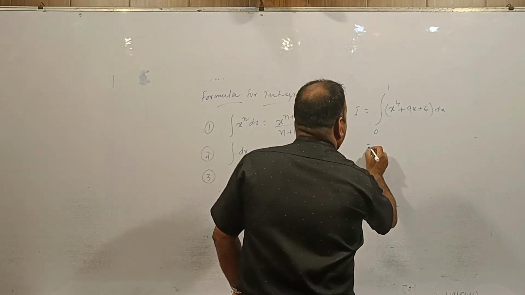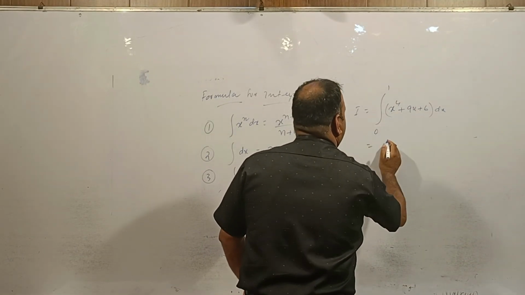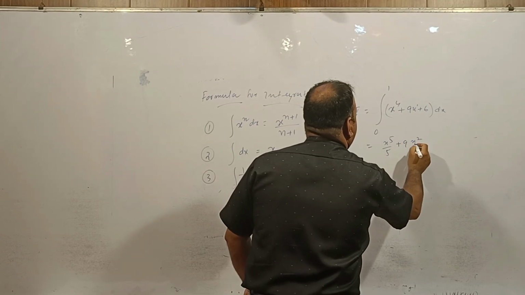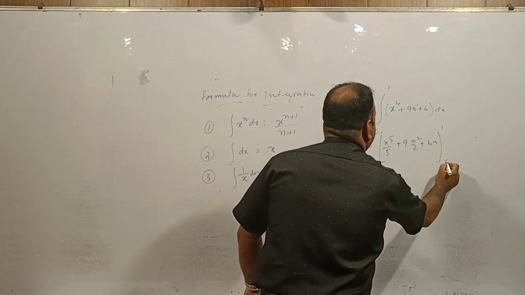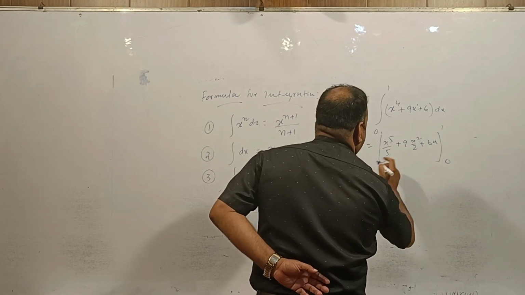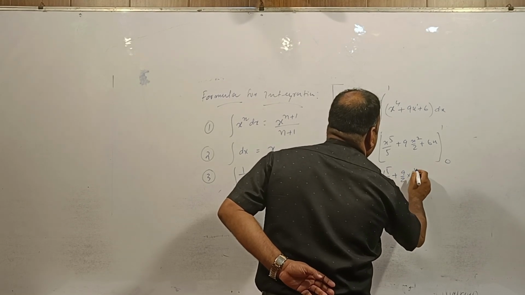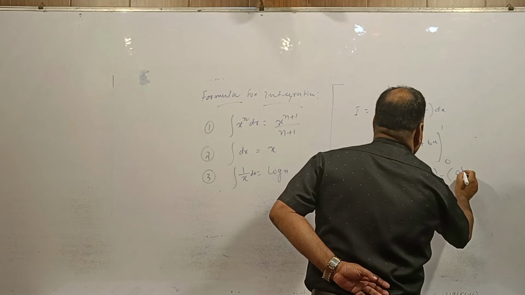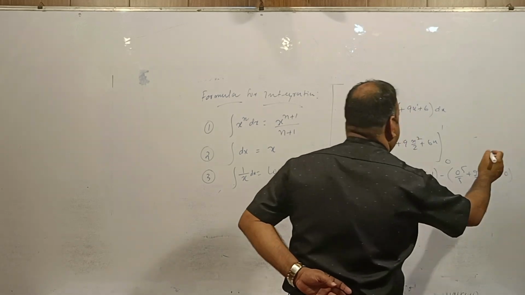So what you do, we can write like this. Directly we can do it. x to the power 4 gives x⁵/5, plus 9 times x to the power 1 gives x²/2, plus 6x, with limits 1 and 0. So in this case we can write (1⁵/5 + (9/2)·1² + 6·1) minus, this is the rule, (0⁵/5 + (9/2)·0² + 6·0), like this.